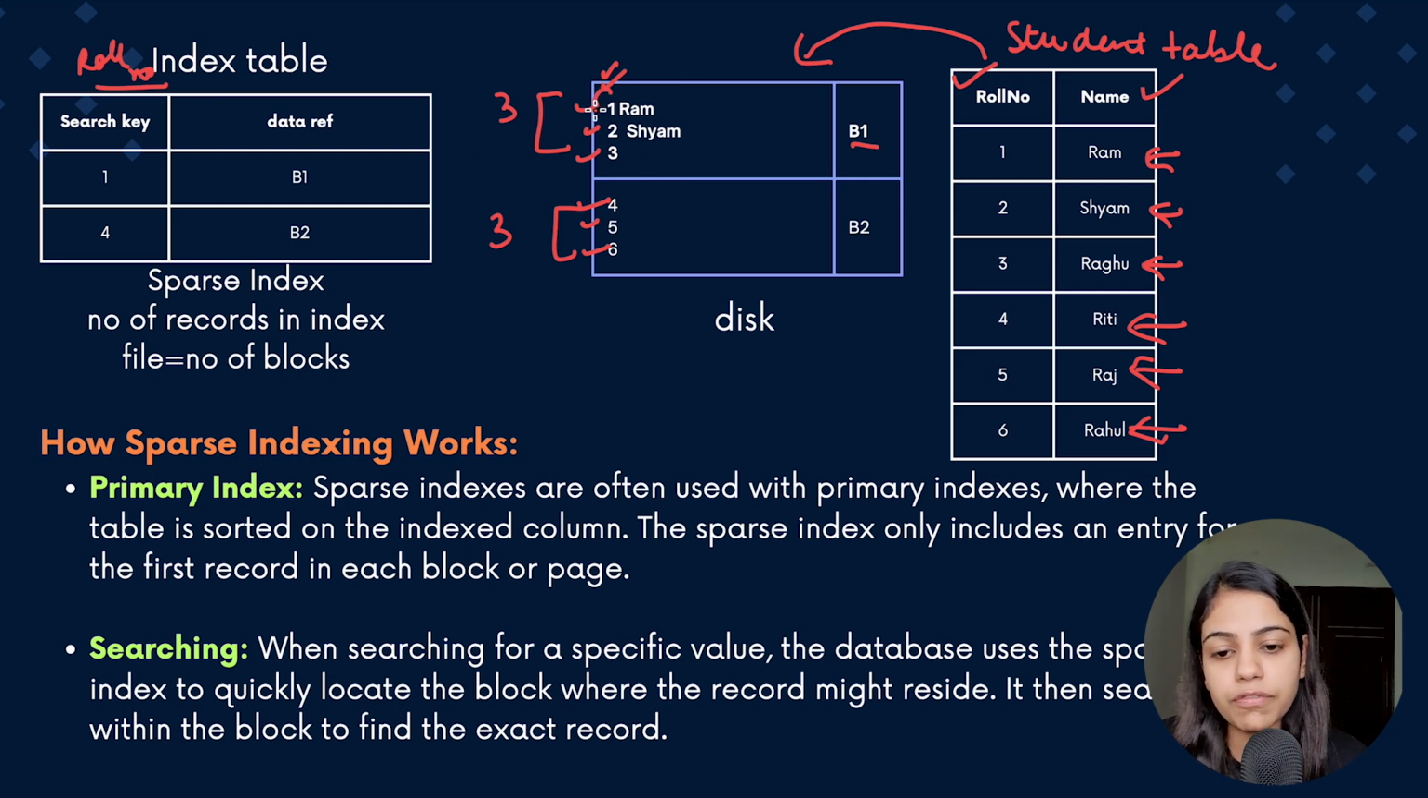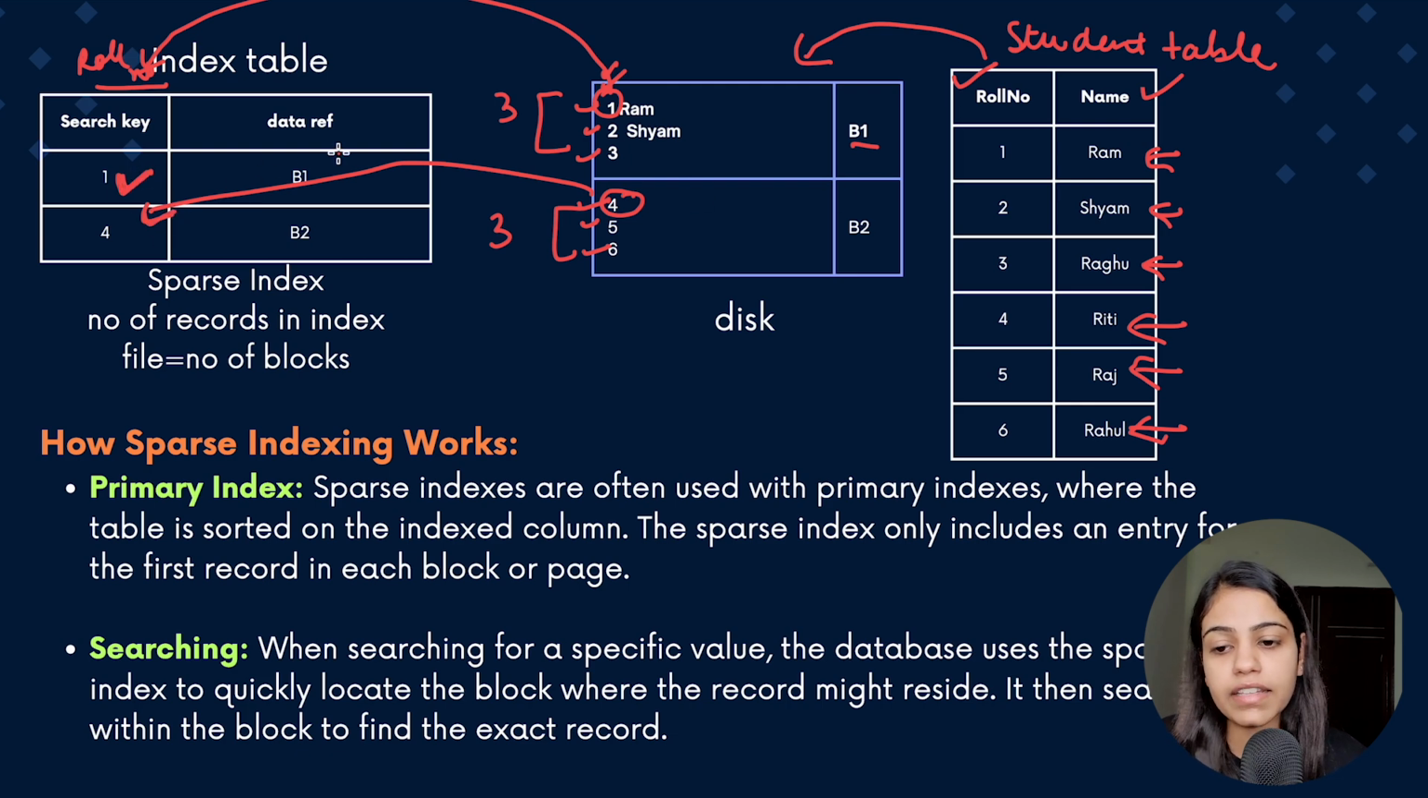What we do is we choose the first element of the block and then we go ahead and provide the entry for that first element. So the first entry would be 1, and then we will choose the first entry which is present in block B2, so that would be 4. So we have provided the roll number as the search key, and here we have provided 1 and 4.